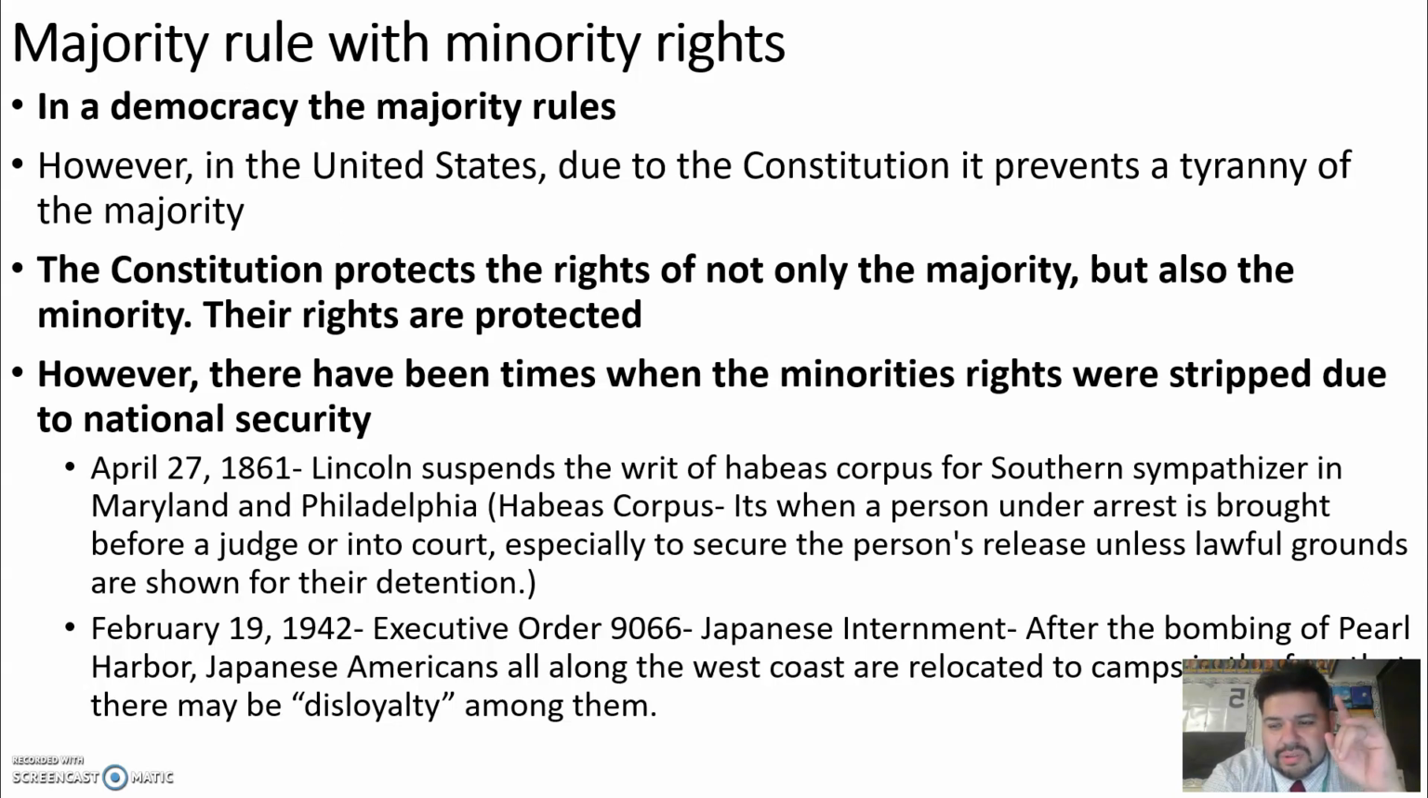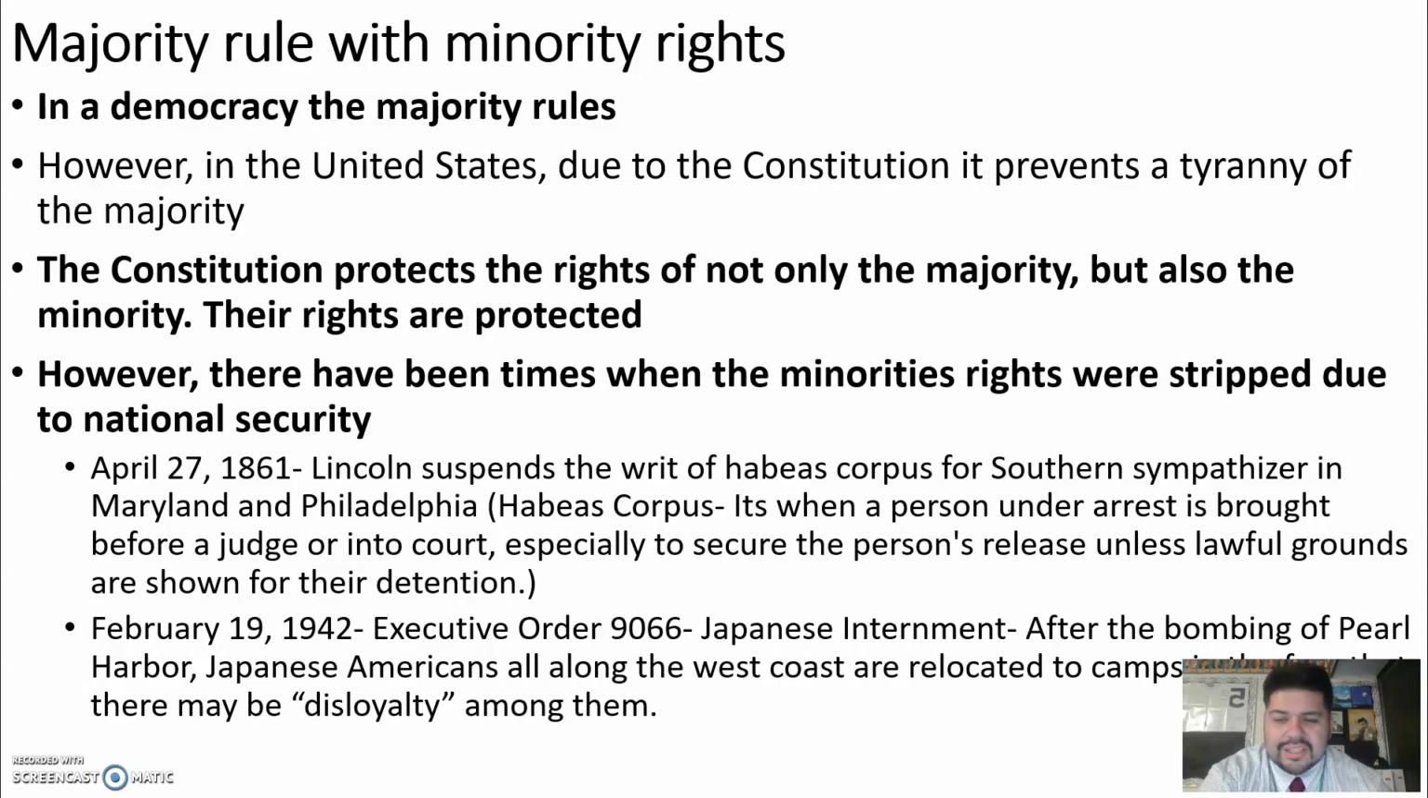Two great examples. On April 27th, 1861, Lincoln suspended the right of habeas corpus for newspaper sympathizer writers in Maryland and Philadelphia. Habeas corpus is when you go to jail and the judge asks whether they should keep you. The lawyers will say, well, this guy killed 40 people, yeah, keep him in. This guy jaywalked, let him go. Something big. So that's what Lincoln did.